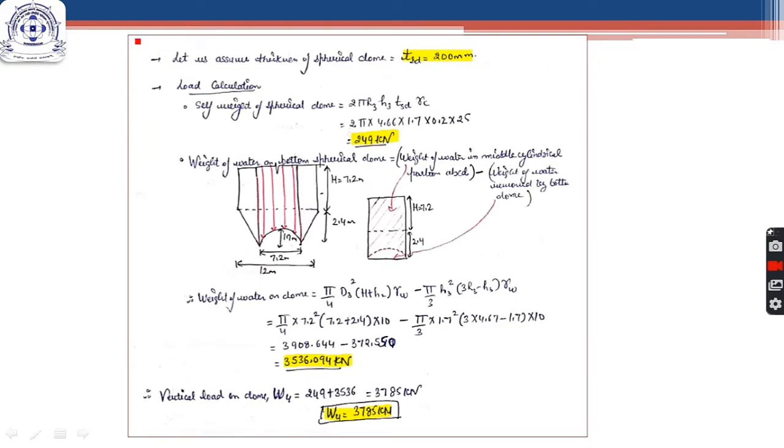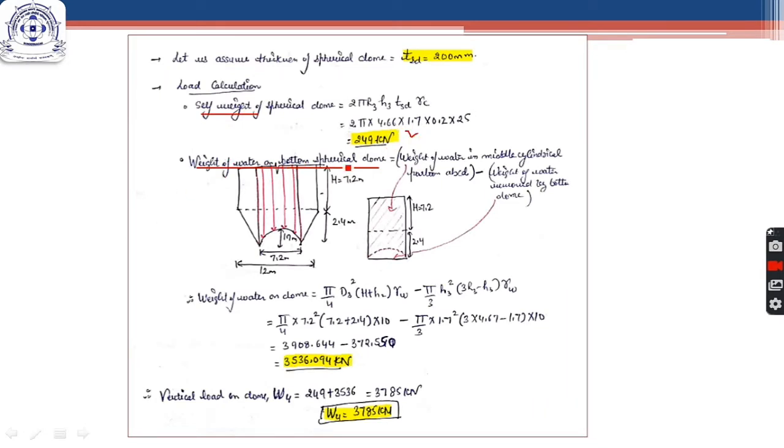The load acting on the spherical dome will be its self weight and the weight of water on the bottom spherical dome. The rest of the loads coming from the top are taken by the bottom ring beam and the conical dome, so there is no problem here. The bottom spherical dome is only subjected to its self weight and the weight of water coming from the top. Self weight of the spherical dome is 2 pi R3 H3 into thickness of dome into gamma. So we get this value. Here R3 is 4.67, which we have calculated, and H3 is 1.7.